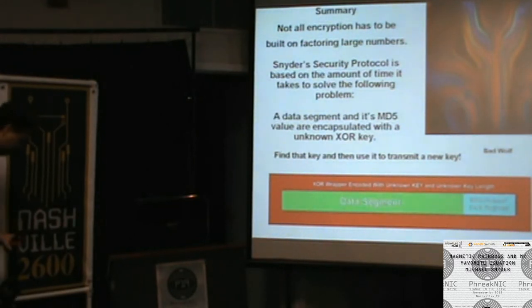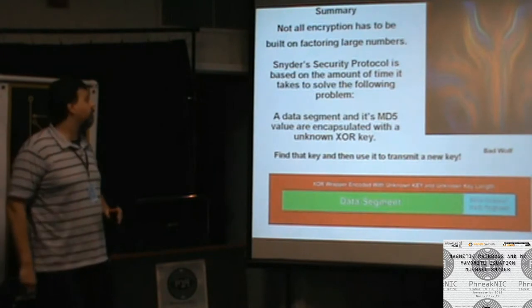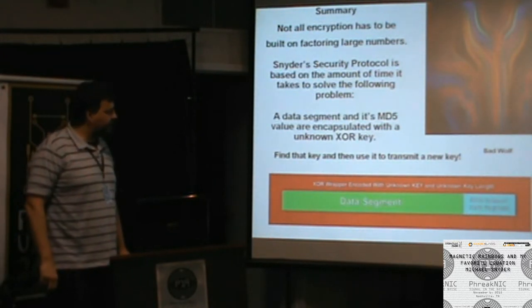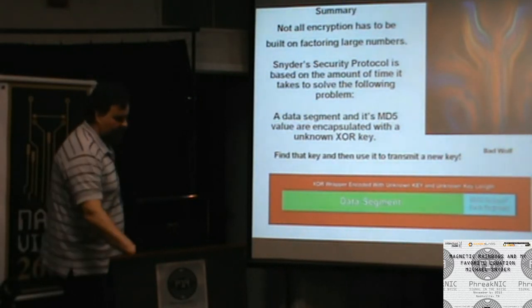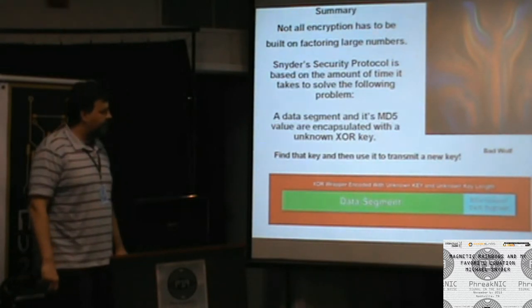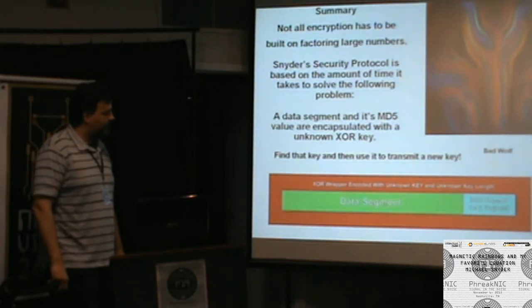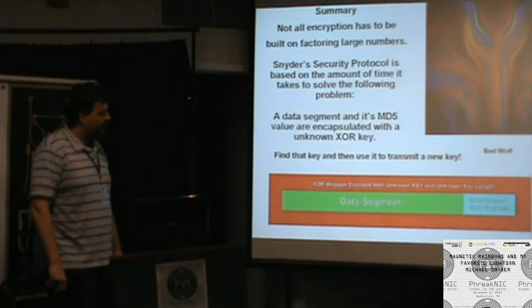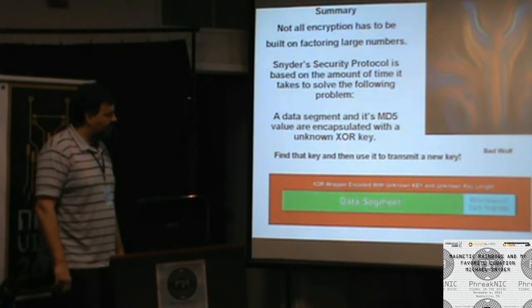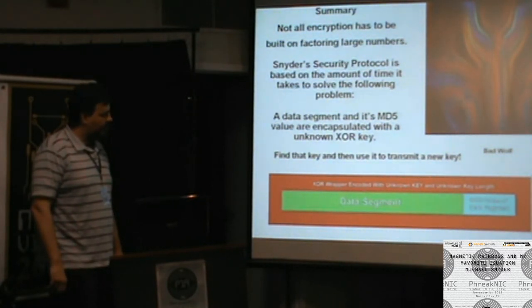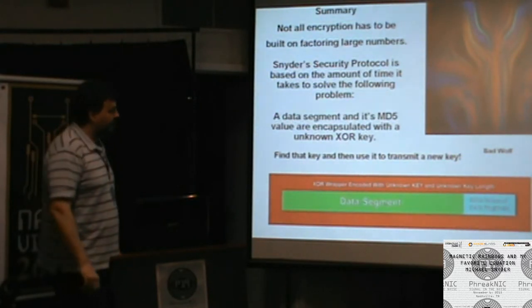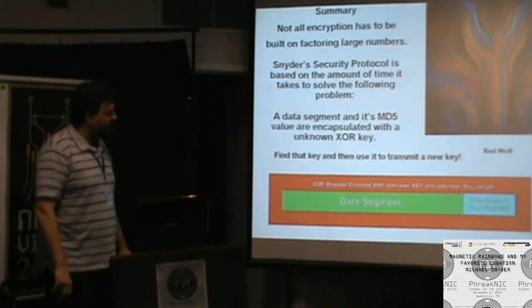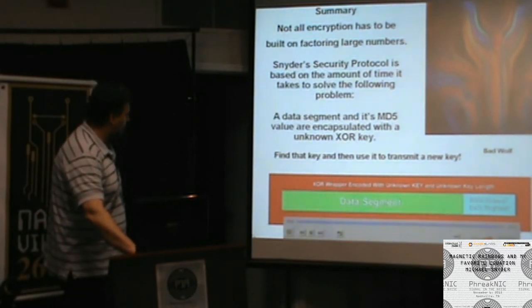So this is a different kind of math problem. I have a data segment, I have a message digest value, and I have both of them wrapped up with a key. Now, if you squint your eyes just right, you can think of the MD5 value as an eigenvalue. You can think of the unknown key as an eigenvector, and you can think of the data segment as a data matrix. Basically, I took some ideas from quantum mechanics and just applied them to this basic encryption problem.